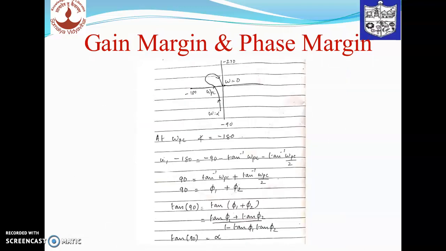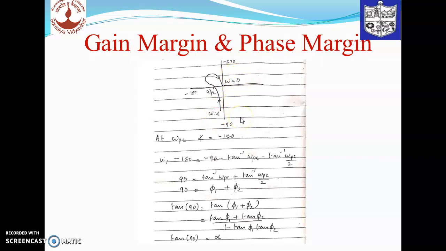This is a mistake here. It should be omega equal to 0. At omega equal to 0, the magnitude is infinity and angle is minus 90. So it starts from infinity. It crosses the minus 180, and at omega equal to infinity, the magnitude is 0 and angle is minus 270. So it comes like this. Here also it is omega equal to infinity. Here omega equal to 0 and here omega equal to infinity.